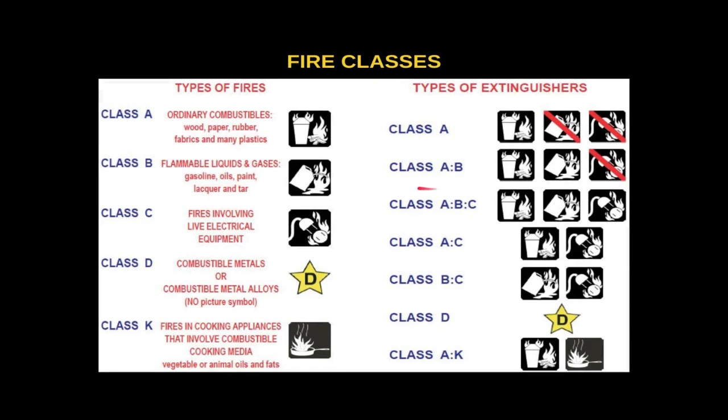Okay, so here's the fire classes. So remember, we need to be able to handle Class A, Class B, and Class C fires. Class A fires are your ordinary combustibles. This is wood, paper, rubber, fabrics, and many plastics. Class B is your flammable liquids and gases: gasoline, oils, paint, lacquer, and tar. And then Class C, fires involving any electrical or live electrical equipment. So we need to make sure that our fire extinguisher is appropriate for Class A, Class B, and Class C types of fires.